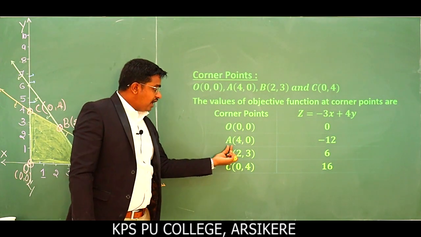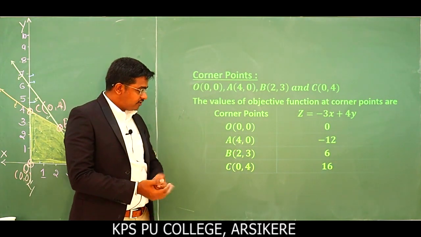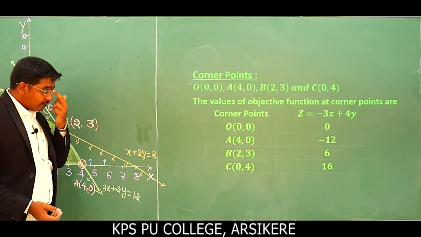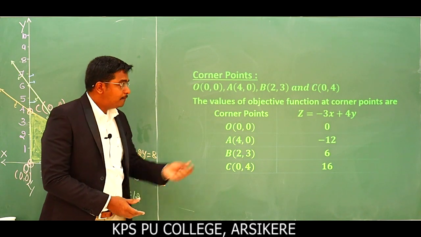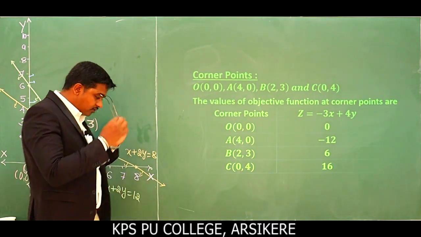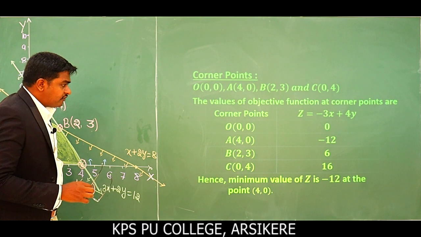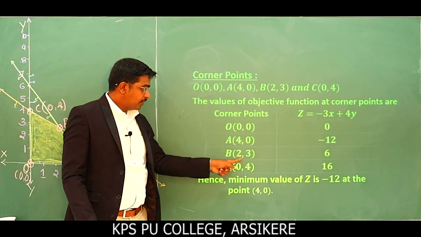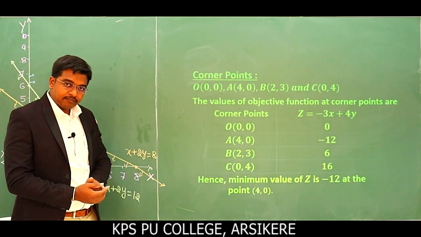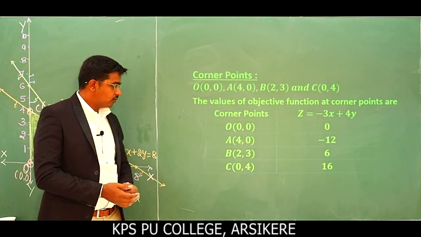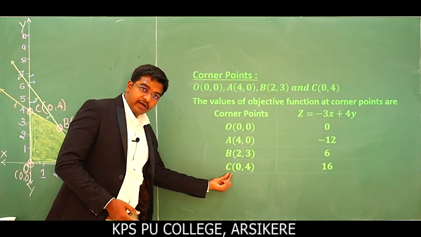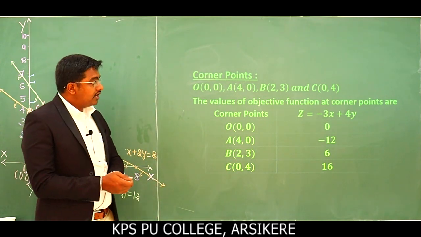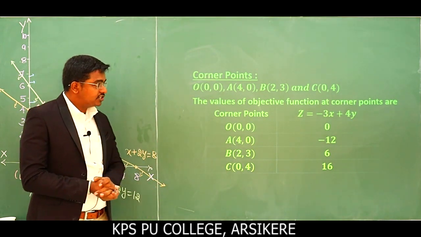Okay. A of 4, 0. When I substitute in the objective function, x is equal to 4 and y is equal to 0. Minus 3 into 4 is minus 12 plus 4 into 0, which is 0. Next, for B of 2, 3, substituting, you will get 6. When I substitute the C point 0, 4, x is equal to 0 and y is equal to 4, you will get 16. The value of the objective function is 16.